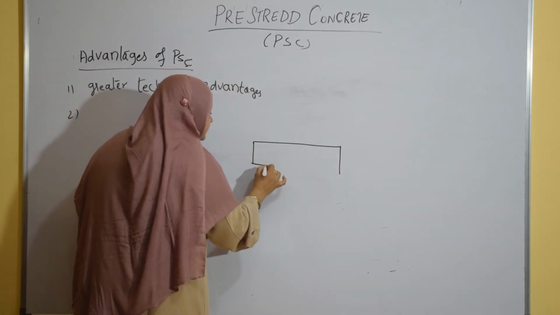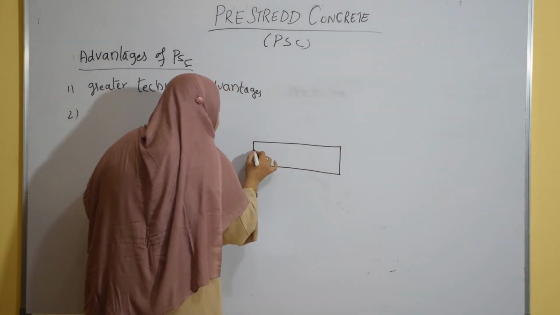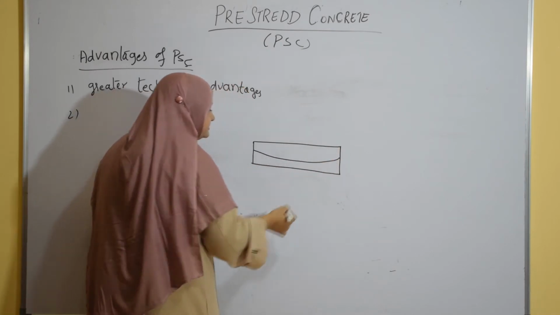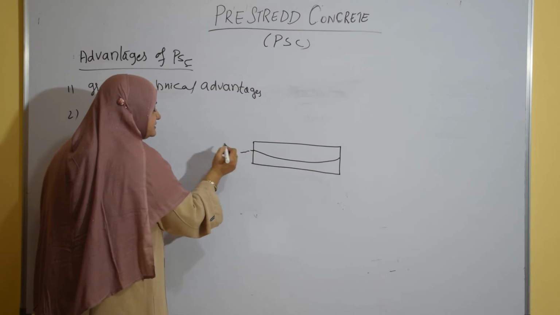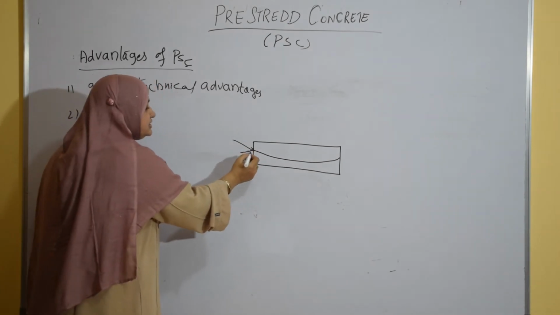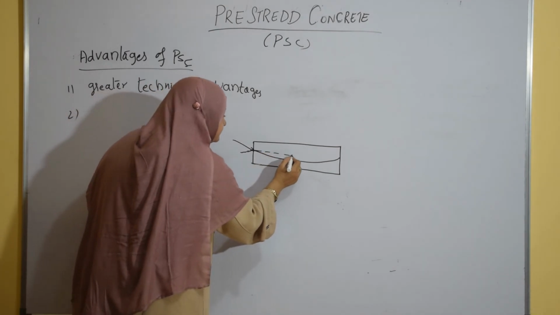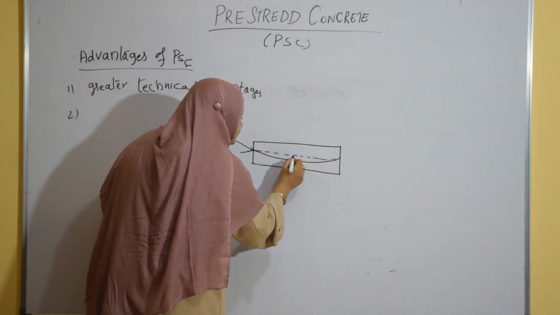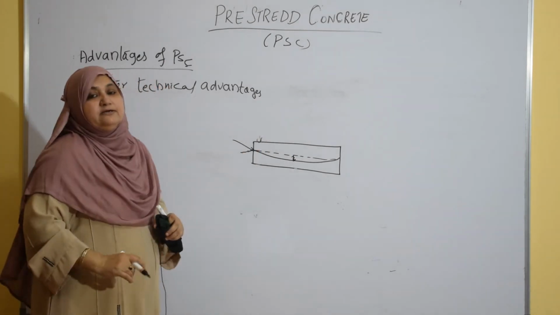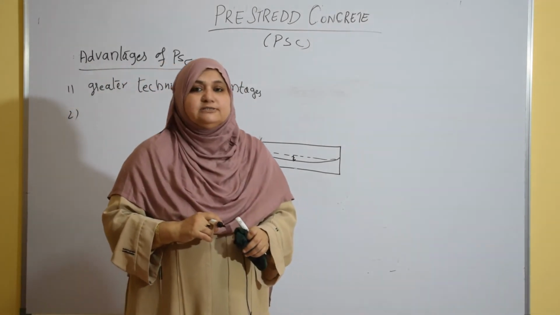One simple example I will tell you. Suppose this is your cable or wire in the pre-stressing beam. So this is the axis. Now you will apply the pre-stressing force like this. So this is the eccentricity. Now if you increase this eccentricity, the dead loads can be reduced or contracted to a certain limit.